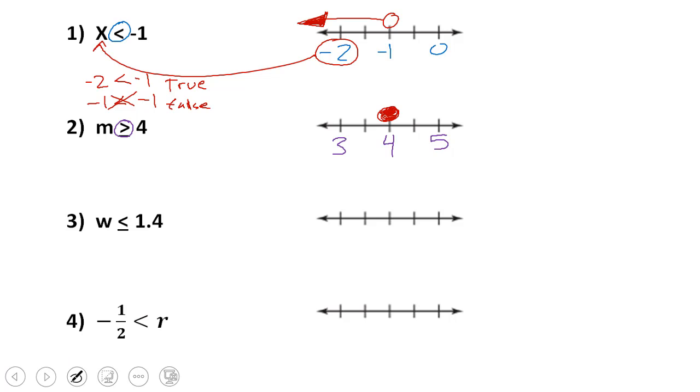Now I'm going to choose this 3 again, and I'm going to put this 3 in here. Is 3 greater than 4? No, that's false. That's false. So we don't want the arrow to go that direction.